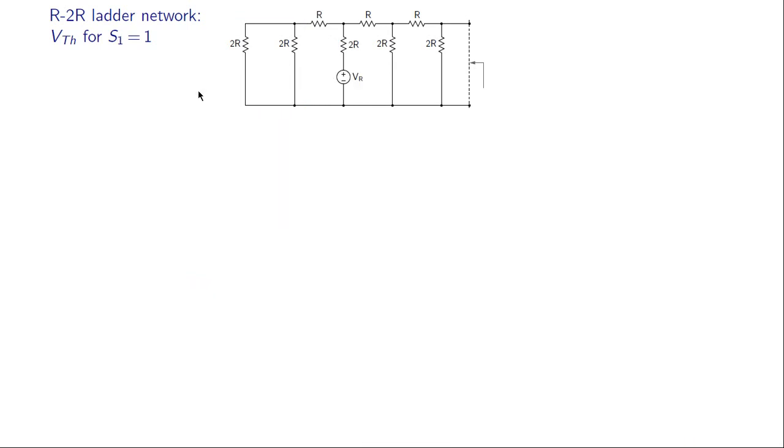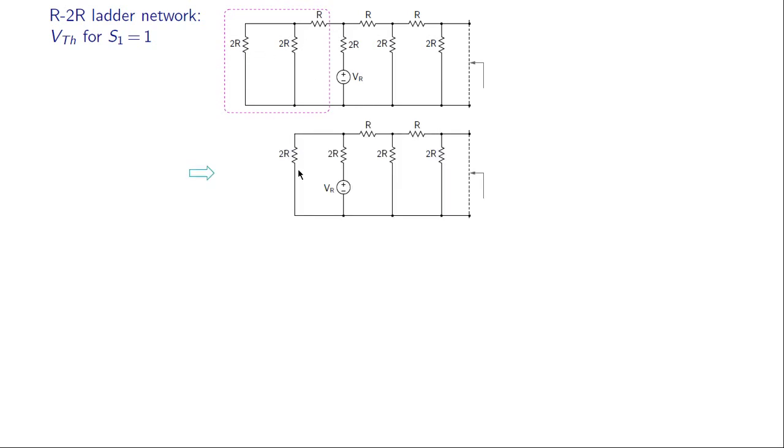Next, let us consider S1 to be 1 and all other bits equal to 0. So we have VR here in the branch corresponding to S1 and 0 volts here, here and here. That means short circuit. Once again we want to find the Thevenin voltage as seen from here. Let us start with this network. What is the Thevenin resistance? It is 2R parallel to R, which is R, that in series with R, so that is 2R. So that is what we get.